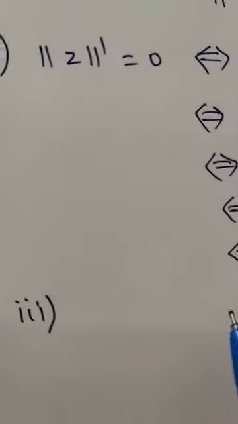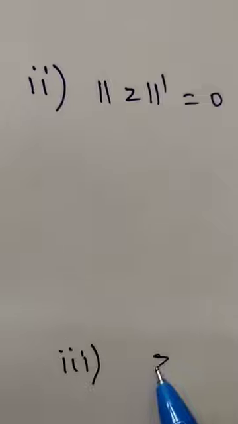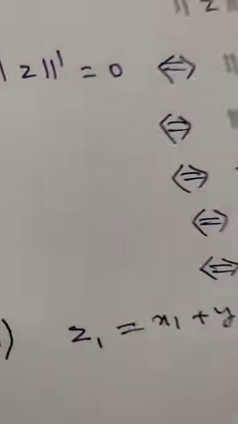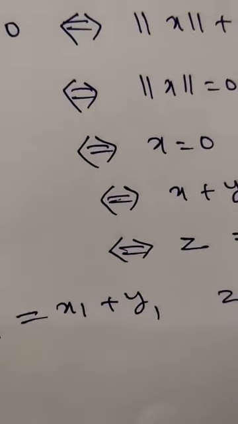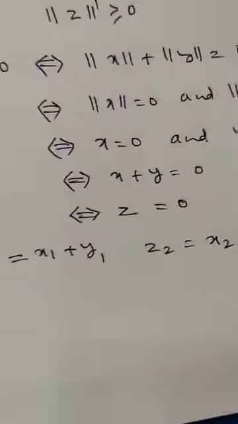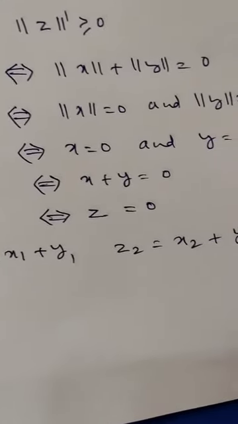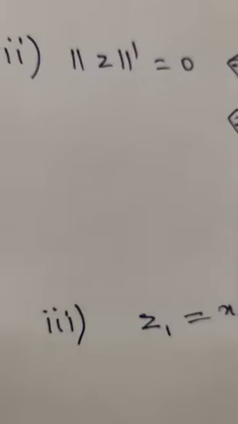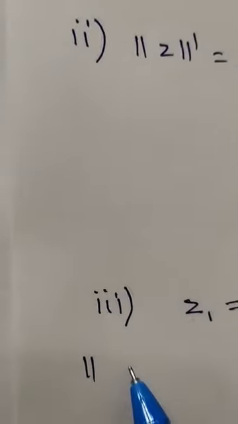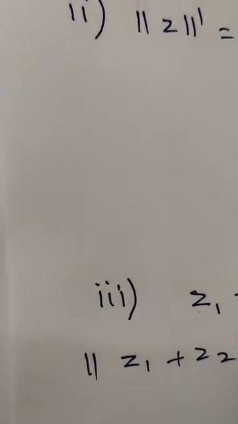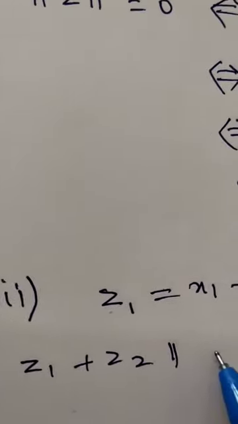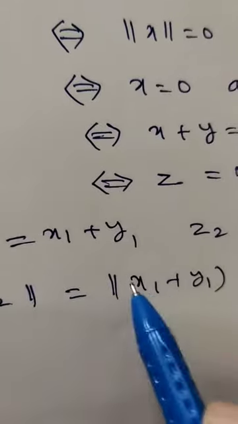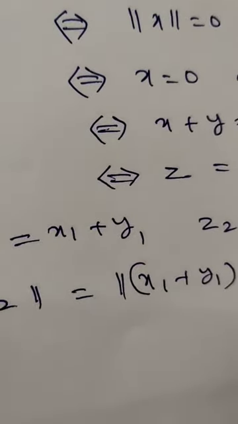Suppose we take z1 and z2 as elements of B', meaning z1 is equal to x1 plus y1 and z2 is equal to x2 plus y2, where x1 and x2 are elements of M and y1 and y2 are elements of N. Okay, then what will happen? Consider the norm of z1 plus z2. The norm of z1 plus z2 is the norm of x1 plus y1 plus x2 plus y2.